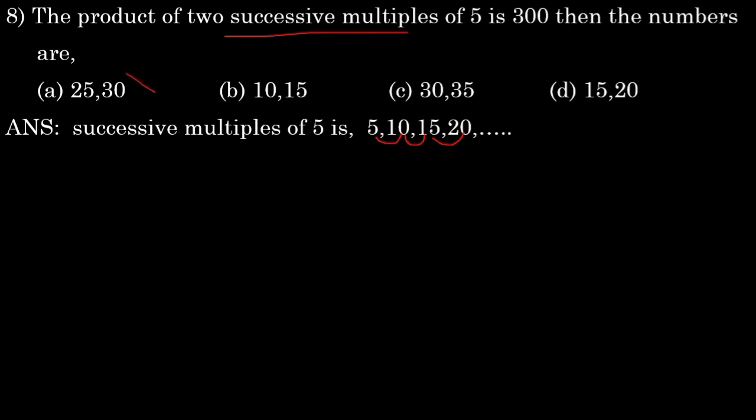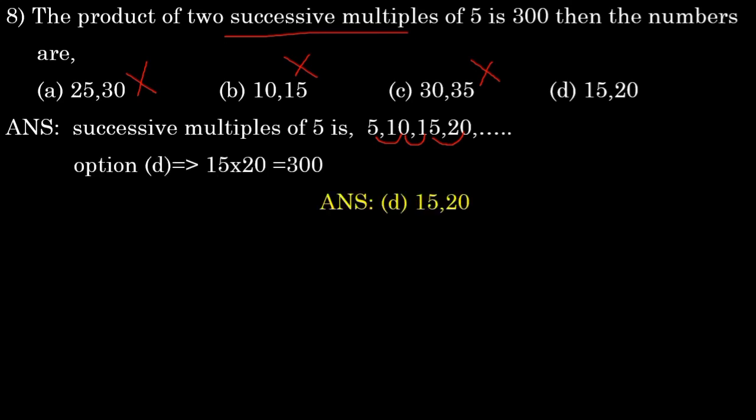Option B also, by multiplying, will not get 300. So therefore option B also not correct. Option C also will not get, because 30 into 35 is not 300. Option D, you can see you have 15 into 20, by multiplying this one we will get 300. So therefore answer option D, 15, 20 is a correct answer.